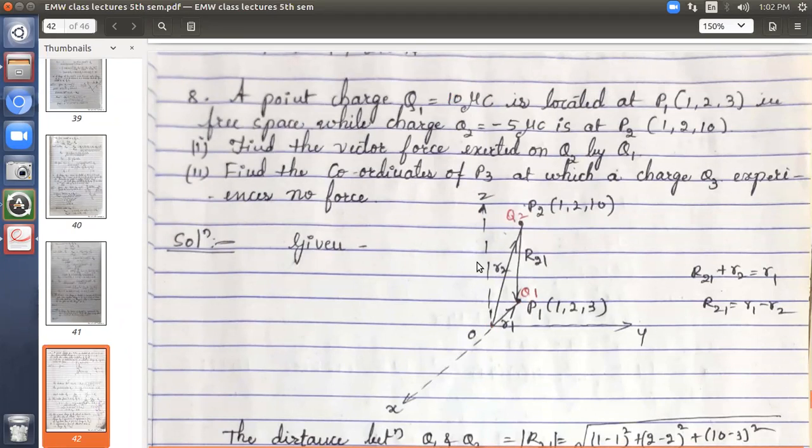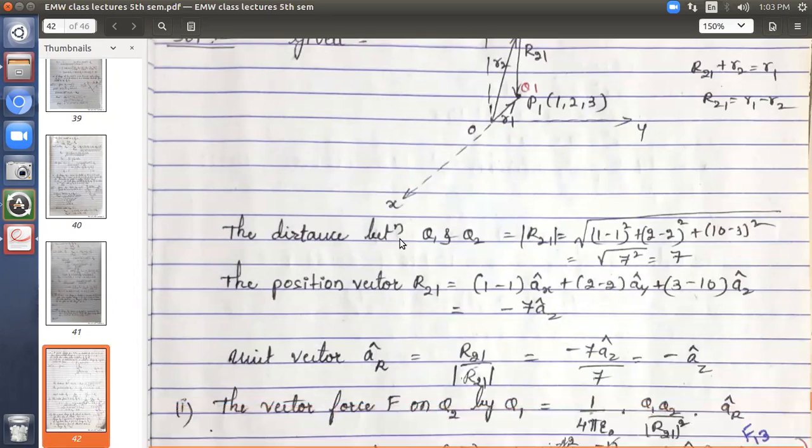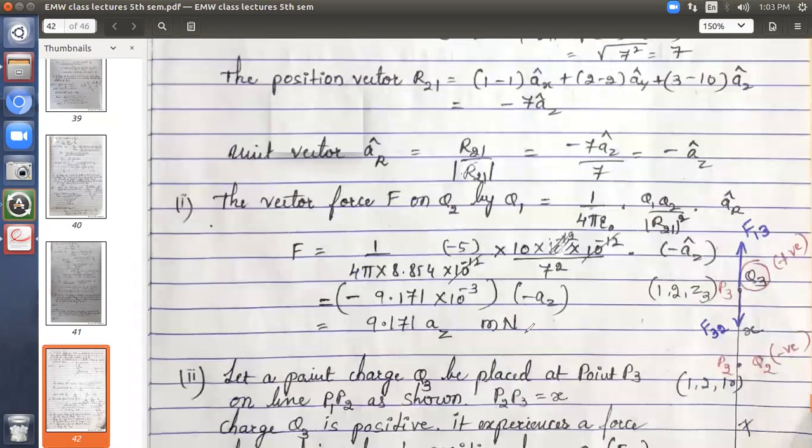Find the vector force. It is simple. The way we have calculated in the previous problems, go for calculation of the direction. The distance between the two charges Q1 and Q2 you calculate, and then the position vector, the subtraction depending on the direction you find out. And once you find the position vector and the distance, take the ratio, you will get the unit vector. And the vector force is given by 1 by 4 pi epsilon naught Q1 Q2 by the distance square into AR. So if you calculate that, I have got it in this.